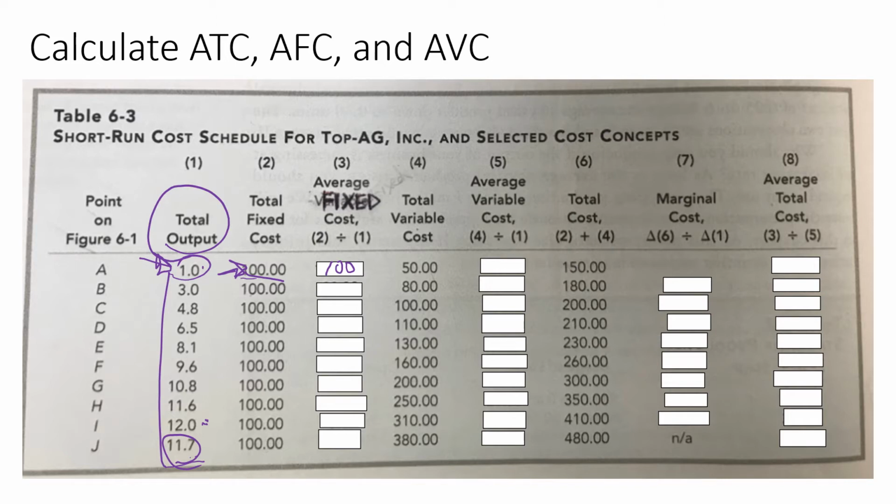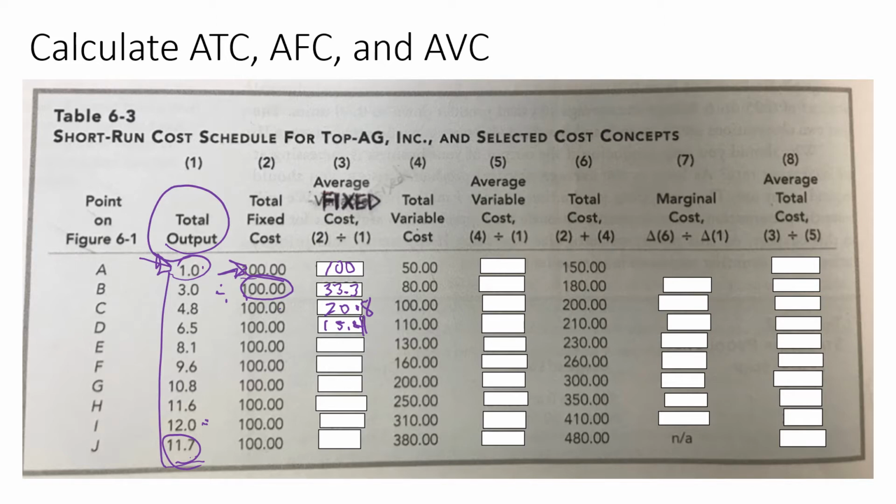For this second one, we have 100 divided by 3. So that's going to be 33.3. So our average fixed cost per 1 unit is $33. Then for the next one, we have 100 divided by 4.8, and that's going to be 20.8. The next one, we have 100 divided by 6.5, and that's going to be 15.4. So you can continue calculating those numbers down and fill that into your note sheet.